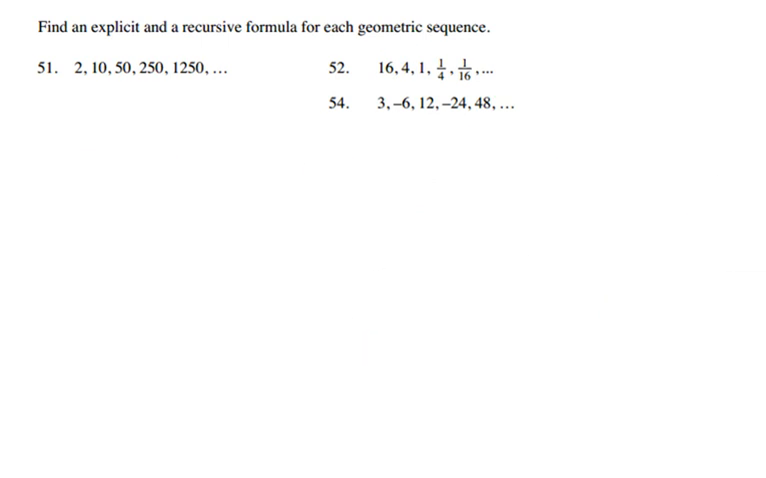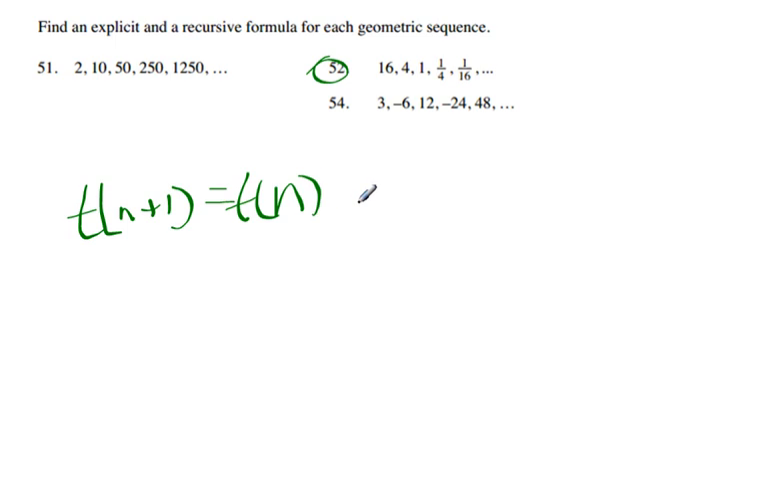And recursive for 52. So the next term, t of n plus 1, is the same. We take the previous term, t of n, and multiply times 1/4. And then give me a term number. So the first term is 16.